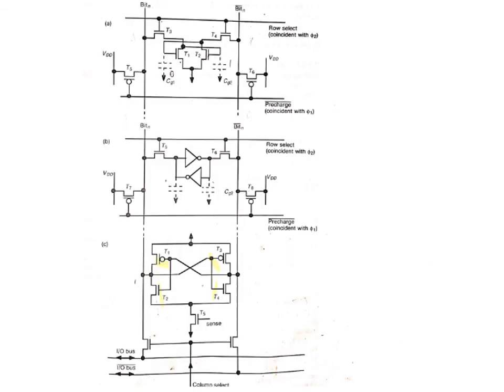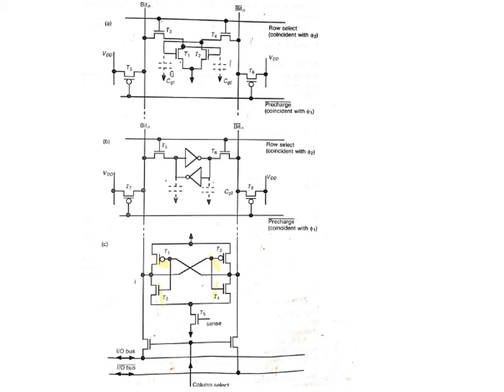So here you can see the sense amplifier circuit. In the sense amplifier you find the 4 transistors, that is T1, T2, T3 and T4. Whatever is there in the bit line and bit line bar will be stored in T1 and T3. Let us see how it is stored.